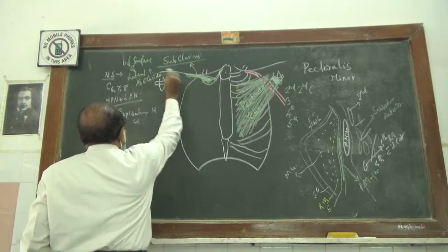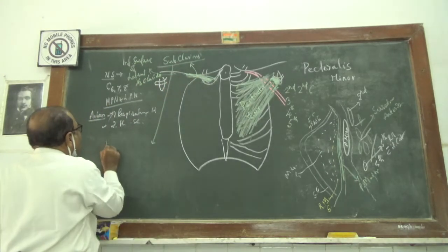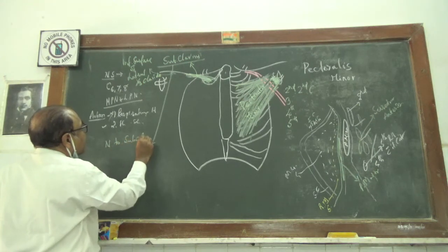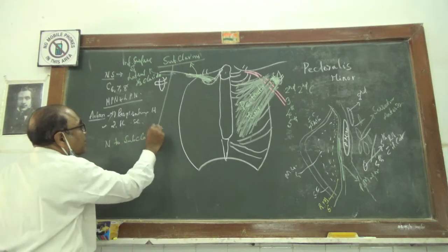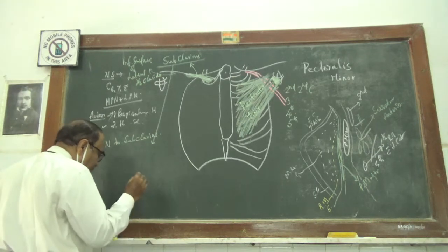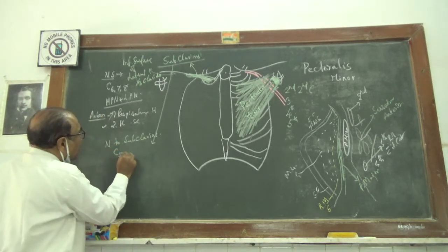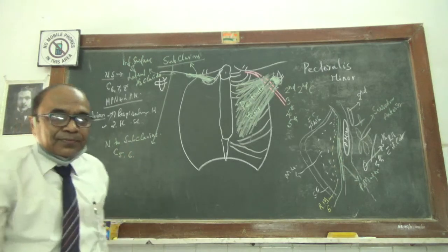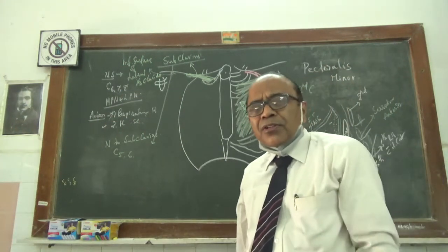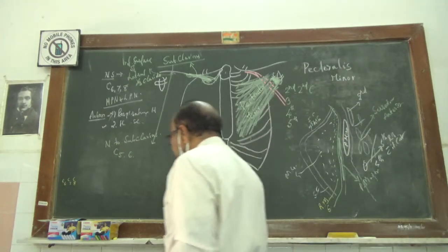Now this subclavius muscle, the nerve supply is the nerve to the subclavius, which is derived from the cervical spinal nerve 5 and 6. These are the supraclavicular branches of the brachial plexus.